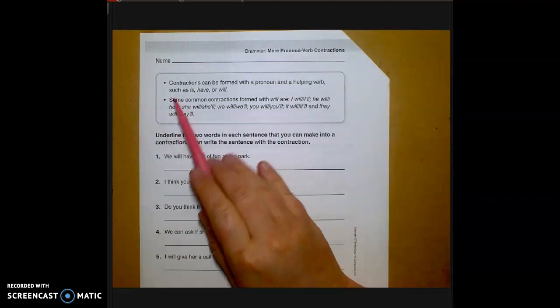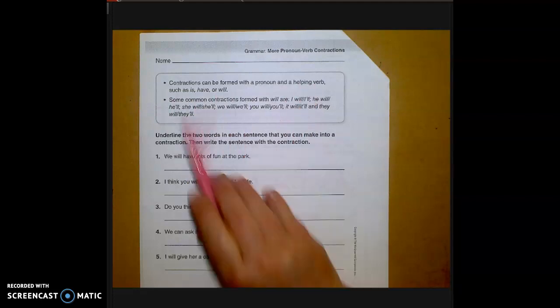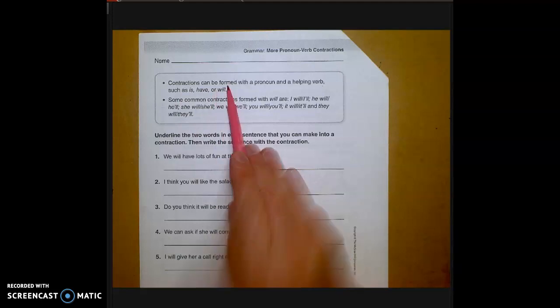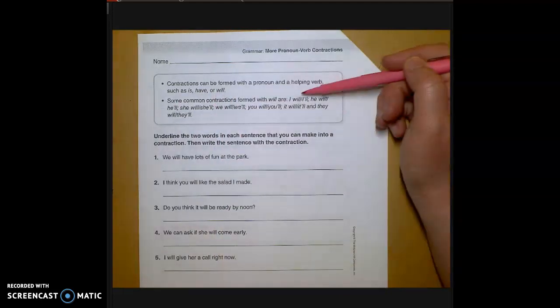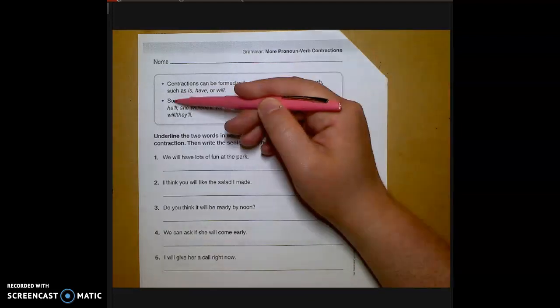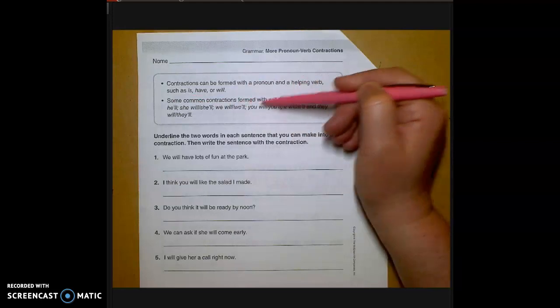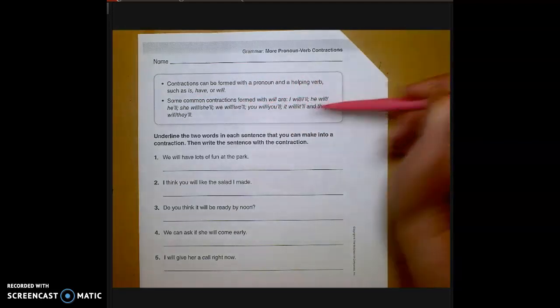And once again, it's telling us contractions can be formed with a pronoun and a helping verb, such as is, have, or will. Some common contractions formed with will are I will, I'll; he will, he'll; she will, she'll; we will, we'll; you will, you'll; it will, it'll; and they will, they'll.